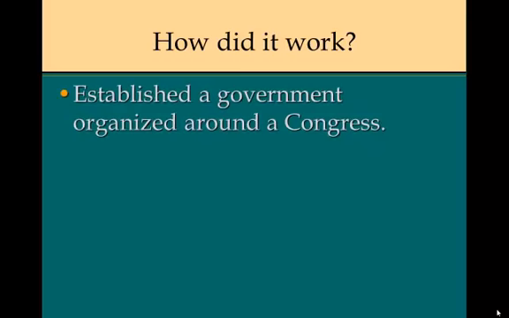Well, they established a government organized around a Congress. Remember, Congress is where our representatives meet. Congress is our representatives, those people that we elect to speak for us in our government. Altogether, we have 535 people that have been elected to represent us in our Congress.